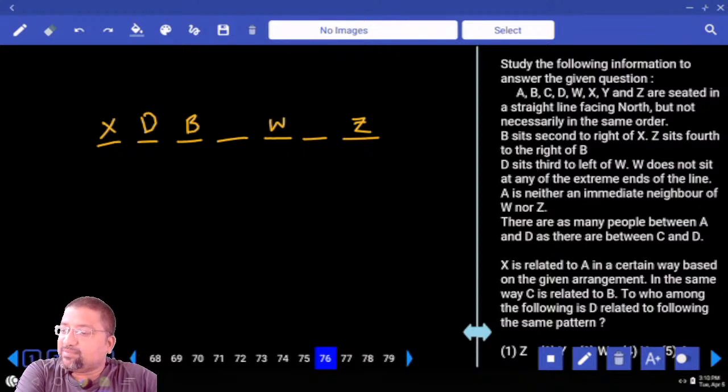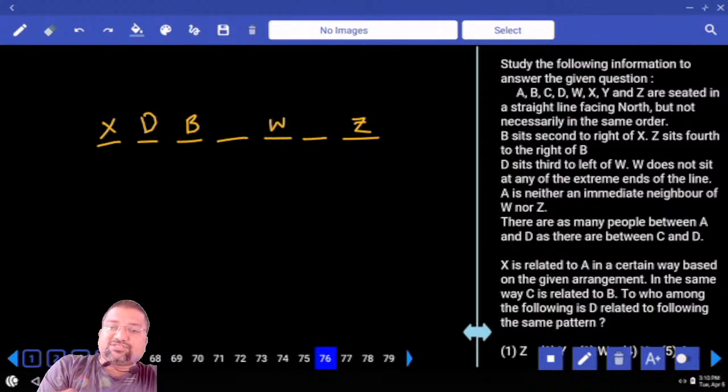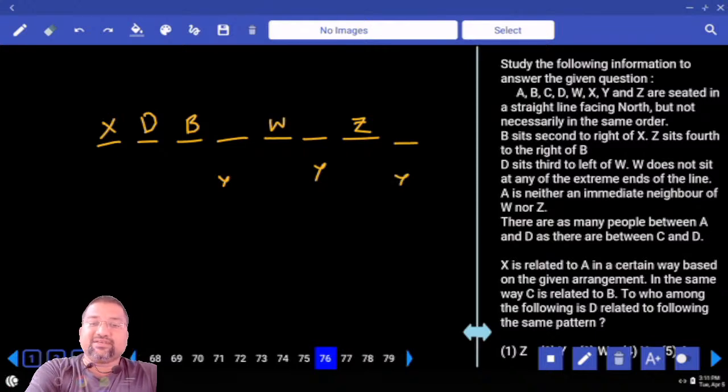A is neither an immediate neighbor of W nor Z. This is not A, this is not A. Earlier we discussed there is one place, maybe to the right of Z. If this is that extra place, can I take A here?